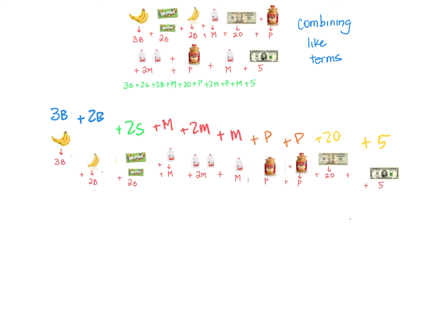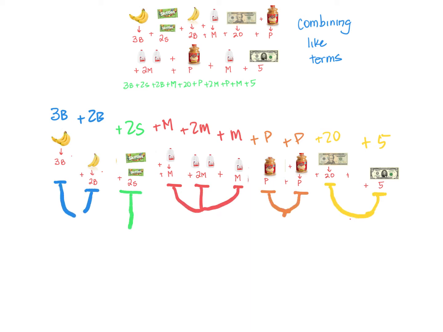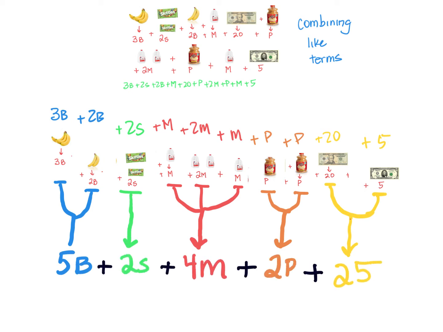But this still isn't combining like terms. Sure, we've grouped them, but we haven't combined them. So let's go ahead and add these like we would normal variables and see what expression we come up with after that. So we see at the end of the day that it's 5 bananas, 5B, plus 2S, 2 Skittles, plus 4 milks, 4M, plus 2 popcorns, 2P, plus $25, plus 25. So that's a much better and much simpler way of writing the above list, and that's how we would do it. And using this ability to see that things can be grouped together is going to help solve a lot of problems in the future.